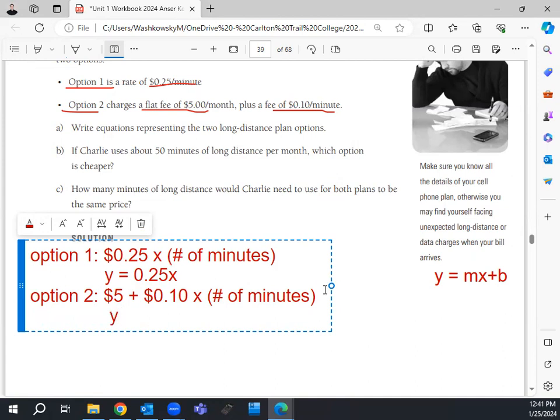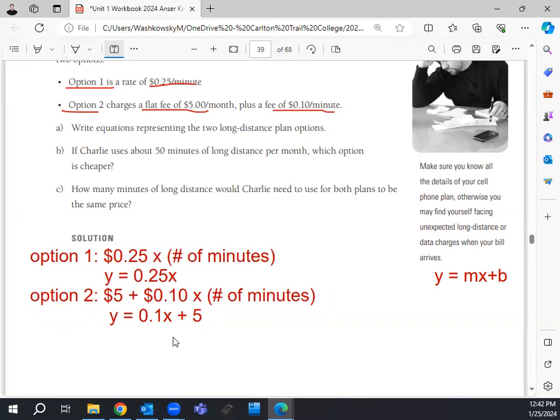Whereas for equation 2, what's my slope here? How much does it change by over time? Well, the slope itself is 10 cents. And I could just put 0.1x. You could put 0.10x, same thing. But now I'm also adding on $5. So y equals 0.1 is my m, x, plus 5 is my b.